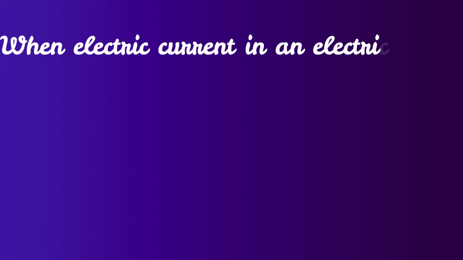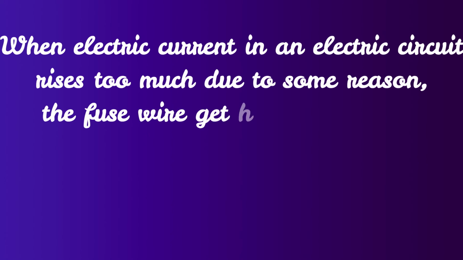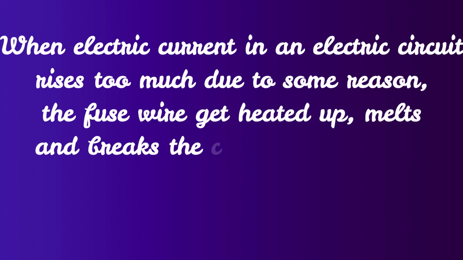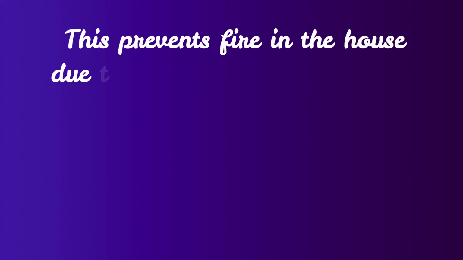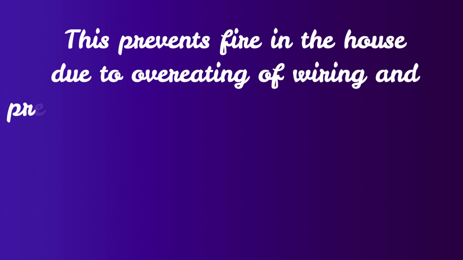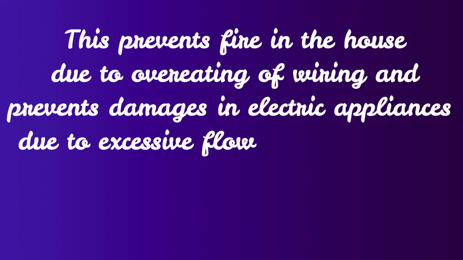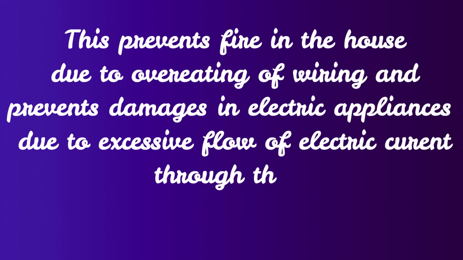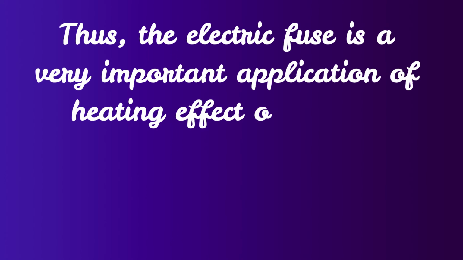When the current in a household electric circuit rises too much due to some reason, the fuse wire gets heated, melts and breaks the circuit, due to which the current stops flowing. This prevents fire in the house due to overheating of the wiring and also prevents damage to various electrical appliances in the house due to excessive current flowing through them. Thus, an electric fuse is a very important application of the heating effect of current.